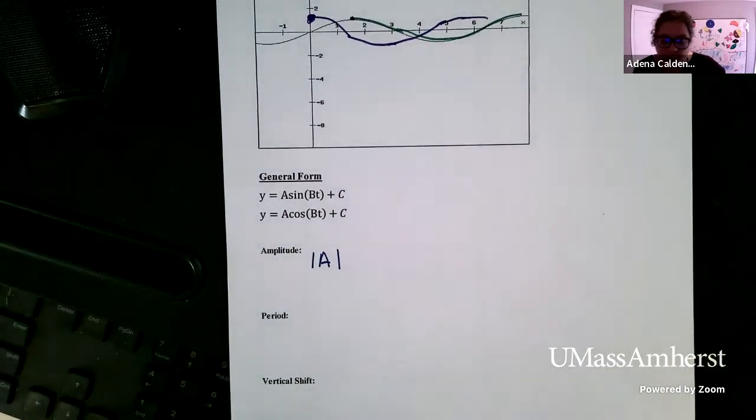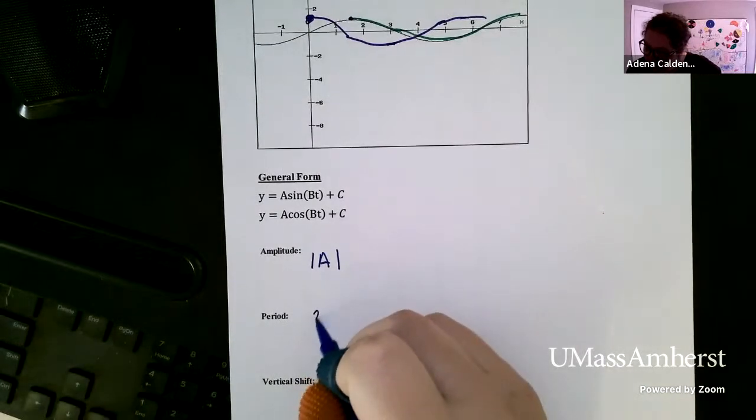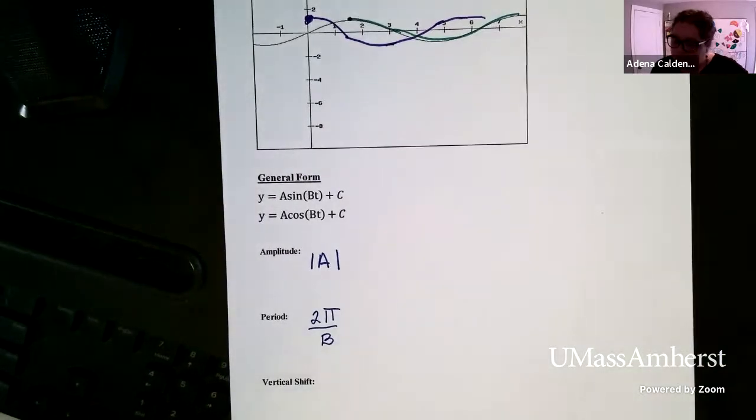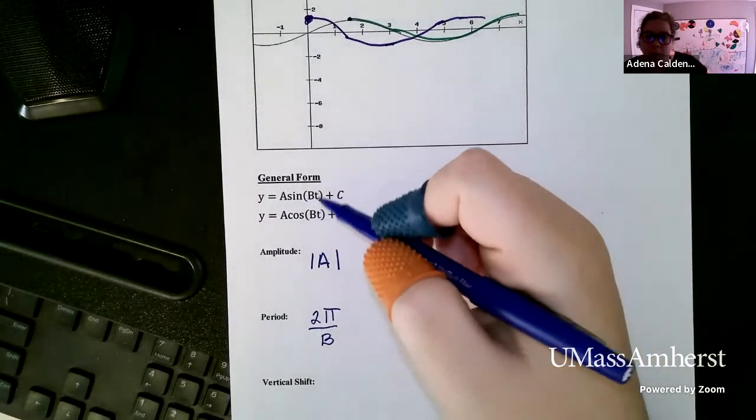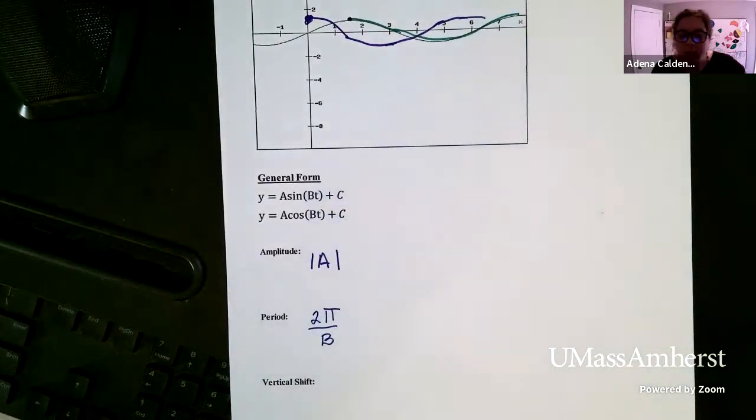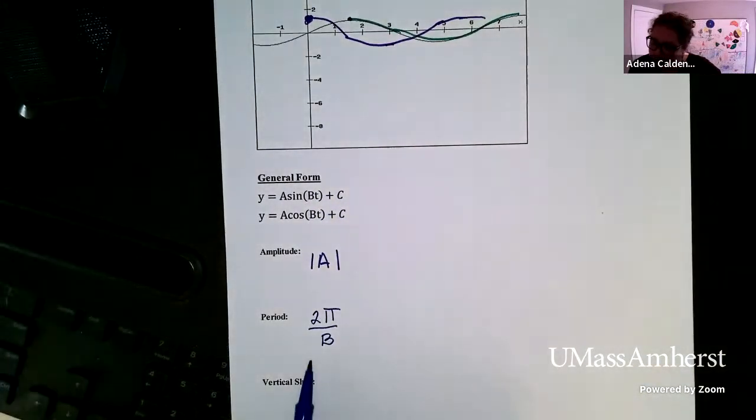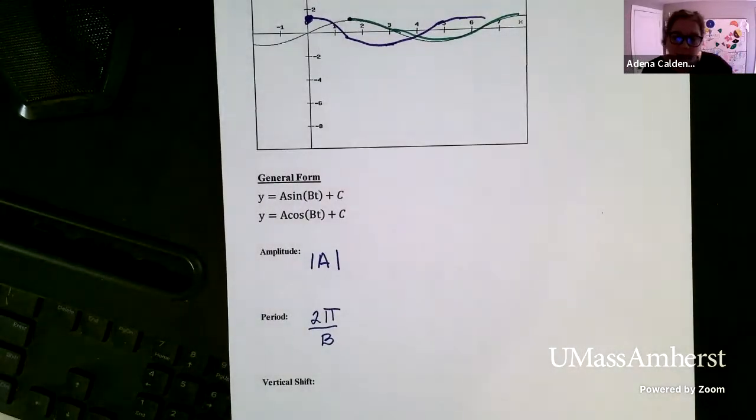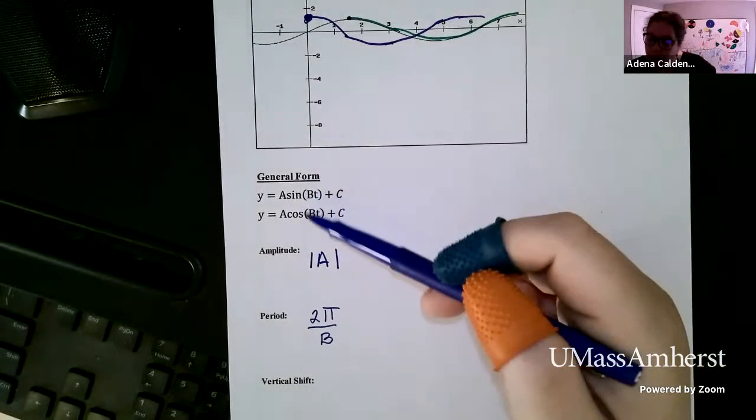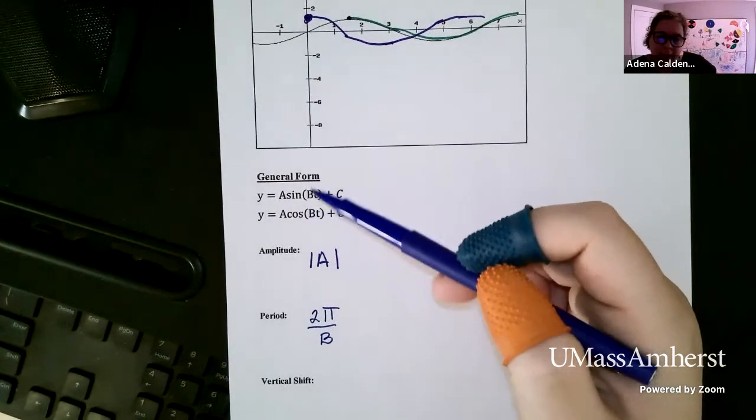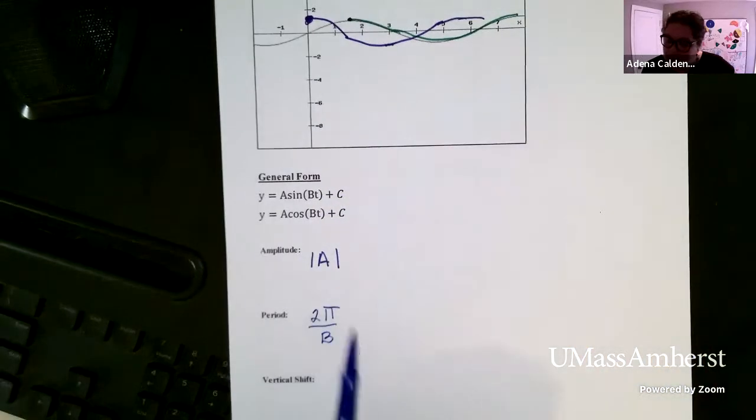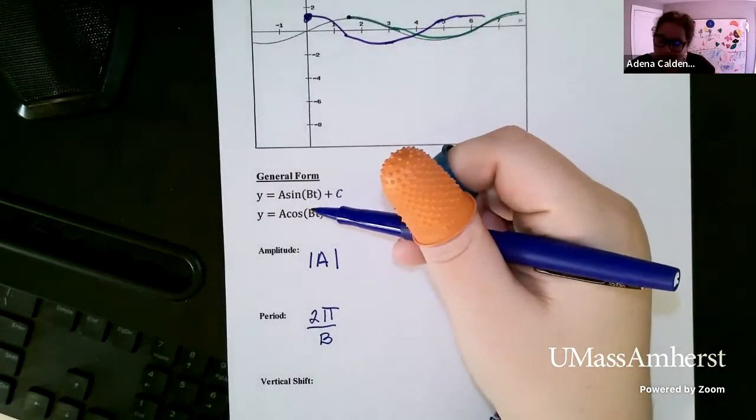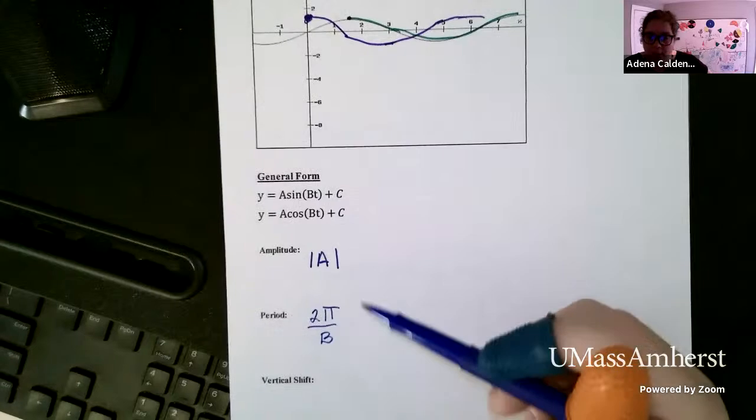When talking about the general form, the period is 2 pi over b. So what does that mean? b is the number that we're multiplying inside. If there's no number in there, that means that b is 1 and the period is 2 pi. That's what we know is the period of sine and cosine: 2 pi. But if there's another number in here, it scales the period in this way. So what does that mean? If you have the general form, if you know the b value, you can use that to find the period.